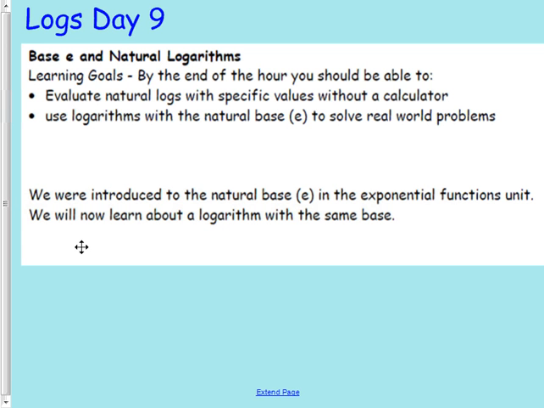Okay, today's day 9 of logs, and today is the E day. E is 2.718. It's a special number. It's one of the only functions where you can take its, gosh, you're going to learn this in calculus. I know there's something special about its derivative. I think its derivative is equal to itself. Anyway, it's something really special when you hit calculus.